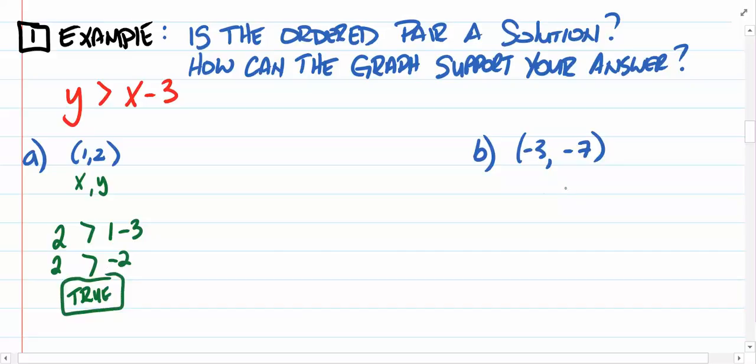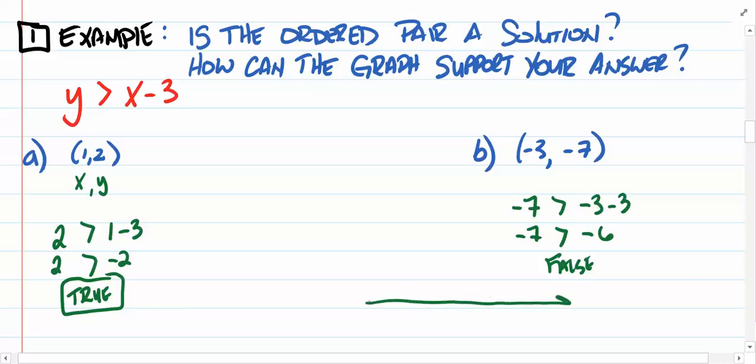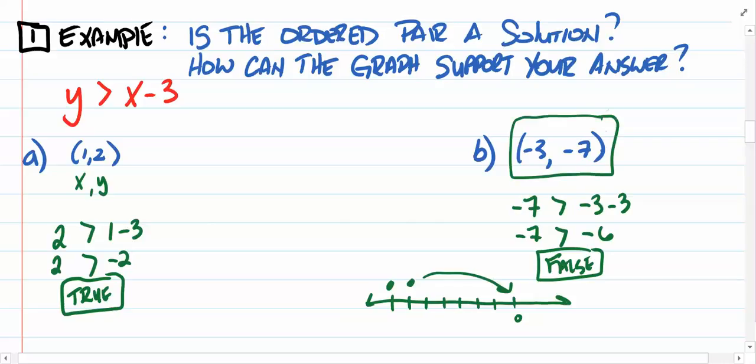Let's take a look at this one here. If I substitute in, is negative 7 greater than negative 3 minus 3? So is negative 7 greater than negative 6? Well, no, this is false. And remember, this is false because of the way the number line works, right? If this is the number 0, then this is negative 1, negative 2, negative 3, negative 4, negative 5, negative 6, negative 7. Negative 6 is bigger than negative 7 because it's closer to 0. So this will be a false statement. So negative 3, negative 7 is not a solution, but 1, 2 is a solution.